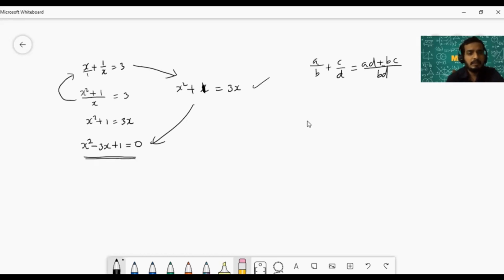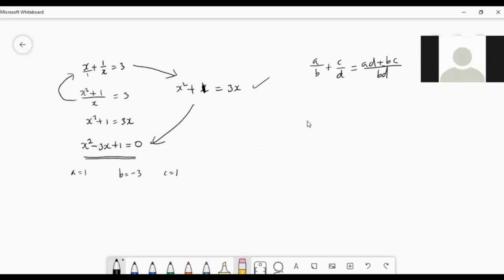The rest I am not doing, you know how to identify here. What is A, B, and C? A is 1, B is minus 3, C is 1. Then you know the formula, x is equal to minus b plus or minus root b square minus 4ac by 2a. Then apply these values and you will get the solution.